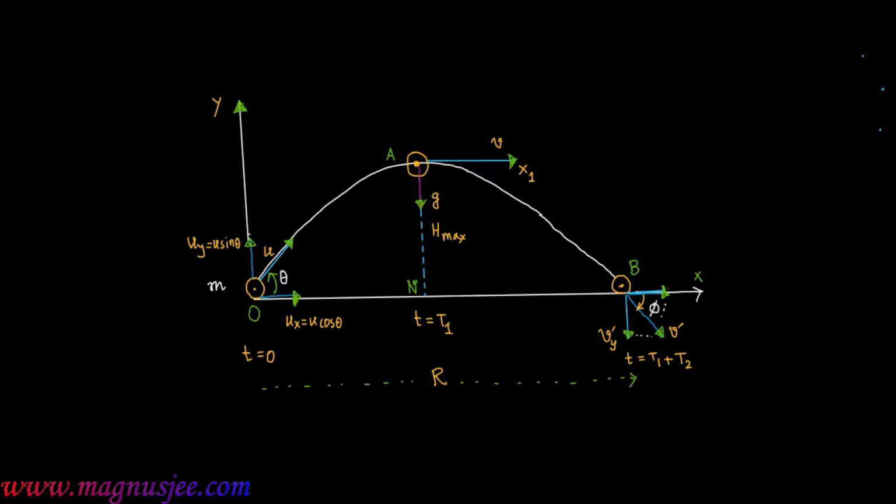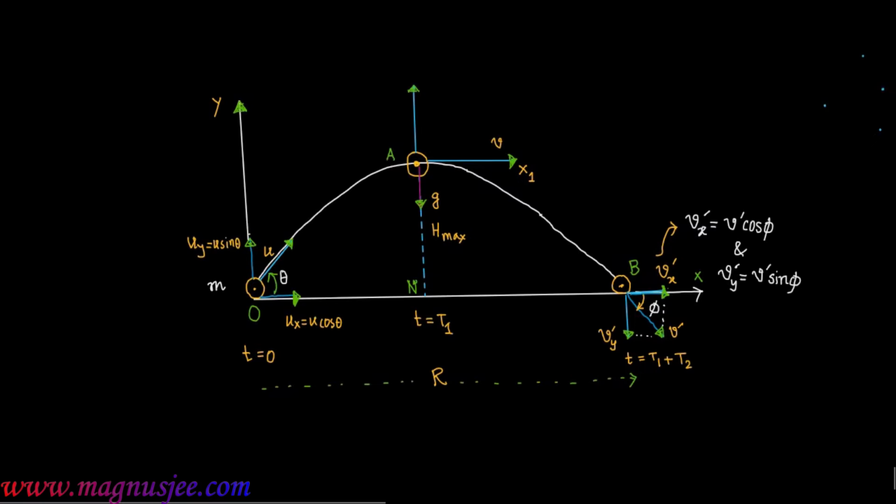Here we can draw a rectangle taking V prime, the final velocity, as the diagonal, and the other two rectangular components as the two adjacent sides. Vx prime is the horizontal component of the final velocity V prime, such that Vx prime is equal to V prime cos phi, and Vy prime, the vertical component, is equal to V prime sin phi. These are the two mutually perpendicular rectangular components of final velocity V prime at the point B.